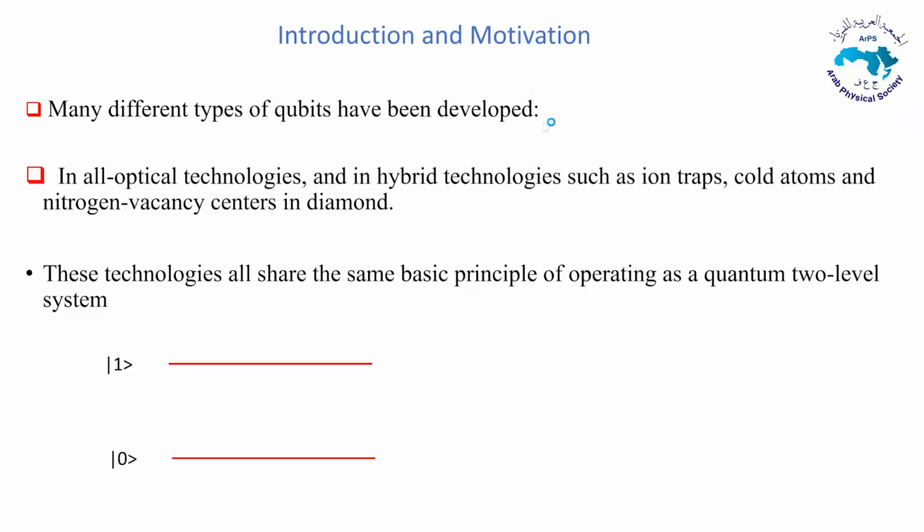All these systems that I presented share the same basic principle of operation: they operate as a quantum two-level system. For atoms you have a ground state and an excited state; for photons, horizontal and vertical polarization, and so on. But always we have two possible states, and we can combine them.